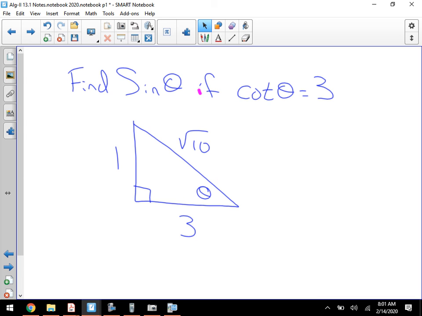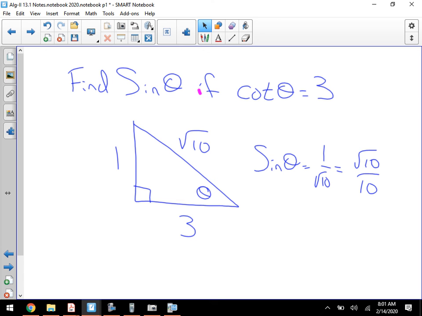Now, sine is what over what? Very good. So your sine then equals 1 over root 10, which means you have to do what? Rationalize. So you multiply top and bottom by root 10. So your sine of theta becomes root 10 over 10. Again, you're going to be using the Pythagorean theorem a lot, and stuff like this just kind of falls back into place.